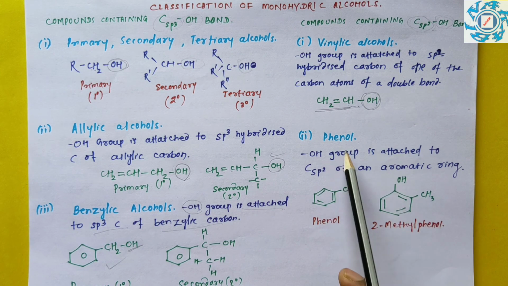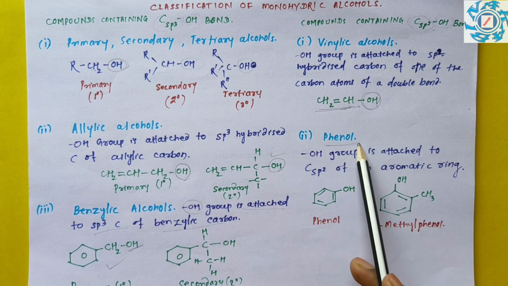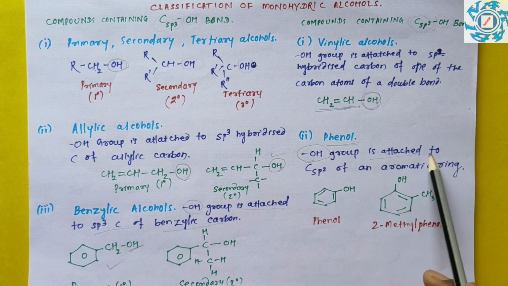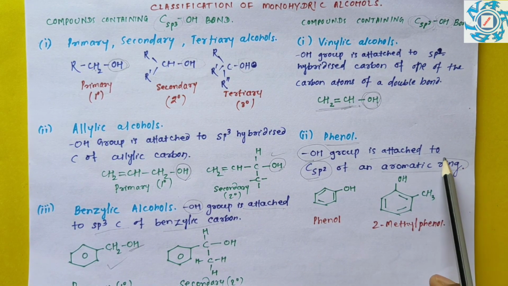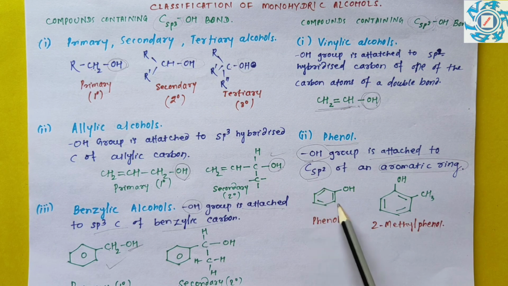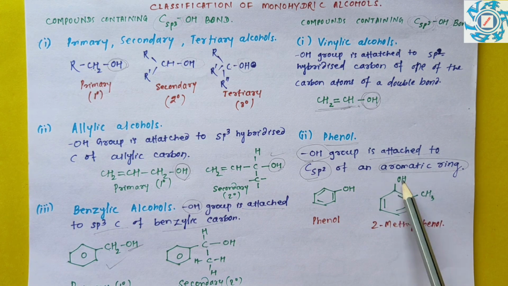Next is phenol. So what is phenol? The OH group is attached to the sp2 hybridized carbon of an aromatic ring. So you see the aromatic ring, OH group is attached to the aromatic ring. Here also you can see this is the aromatic ring, OH group is attached to this carbon skeleton or aromatic ring.